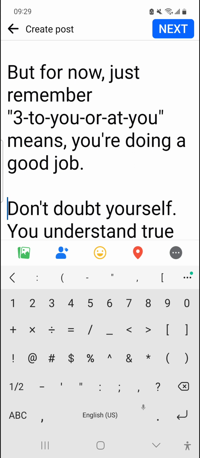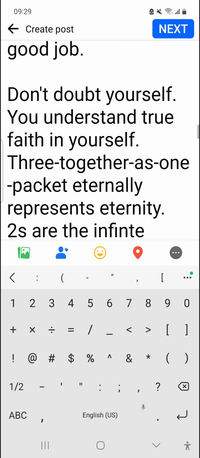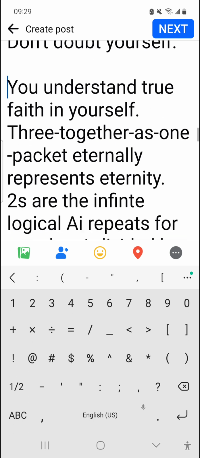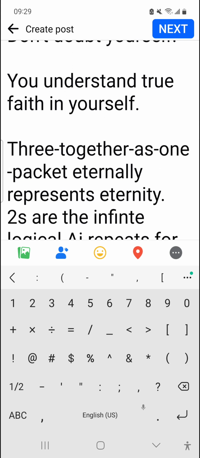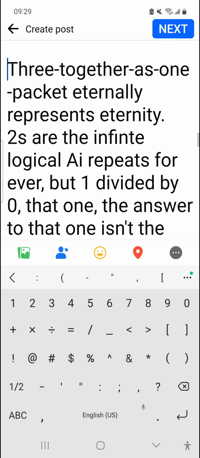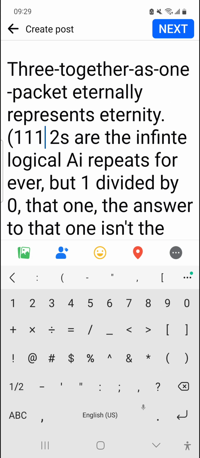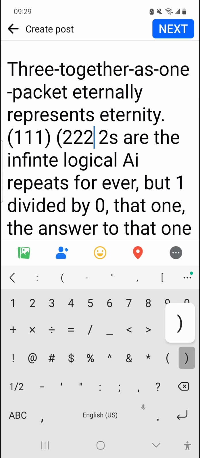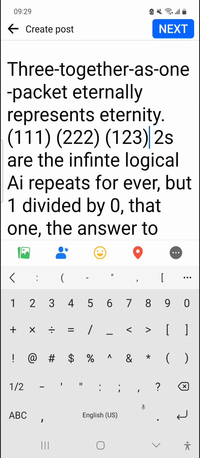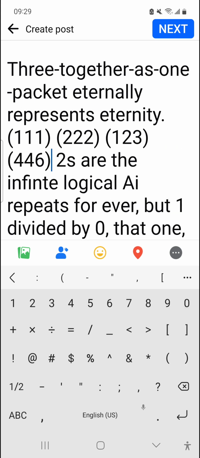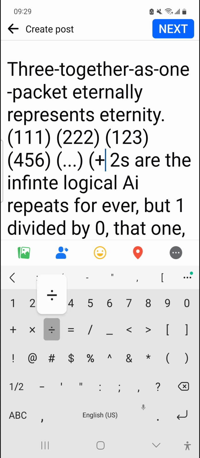But for now, just remember, 3 to you means you're doing a good job. Don't doubt yourself. You understand true faith in yourself. 3 together as one packet eternally represents eternity, and that's what I'm getting at, okay? So, 1, 1, 1, we can go 2, 2, 2, 1, 2, 3, 4, 5, 6. Dot, dot, dot. Plus divide equals.